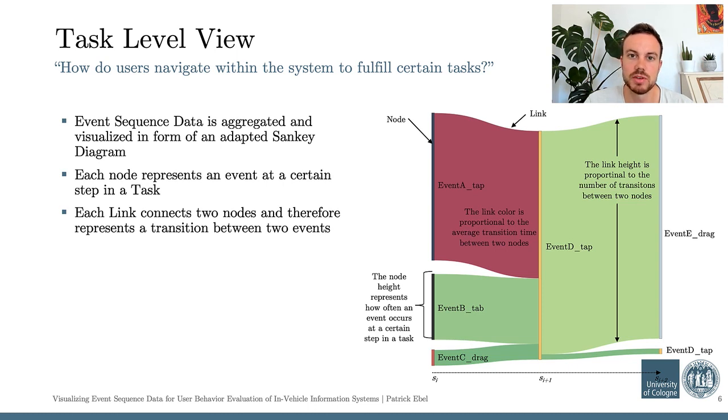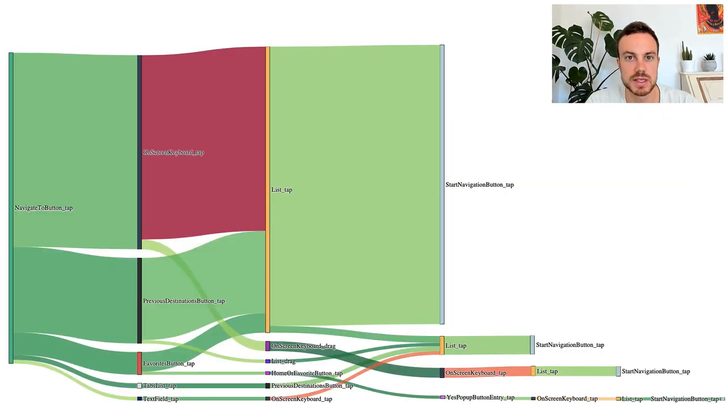Each node represents an event at a certain step in a task, and each link connects two nodes representing a transition between two events. So this is the task level view for the navigation task. We can already see that we have a lot of different flows that in the end perform the same task. So we will just take a look at the flow we already walked through in the screenshots.